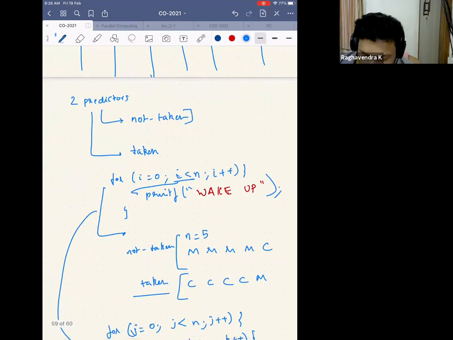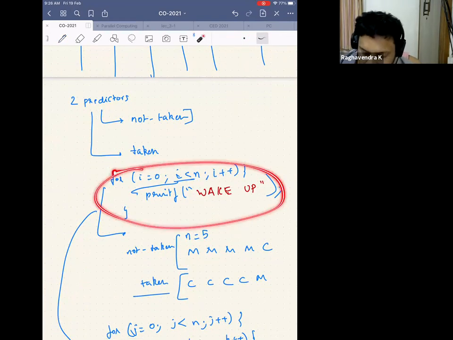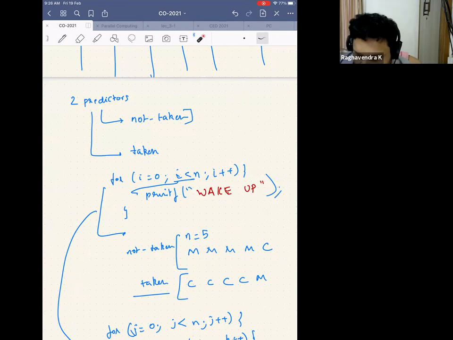For this particular for loop, if I am building a predictor which always predicts not taken, then I am wrong 4 times and correct 1 time. I hope everybody is following, right? What is the problem if I'm wrong? Then I'll have to flush the pipeline and start fetching from the right place. What is the advantage if I am correct? Then I can just allow the pipeline to continue as if there was no branch instruction, as if it was the right thing that I did.